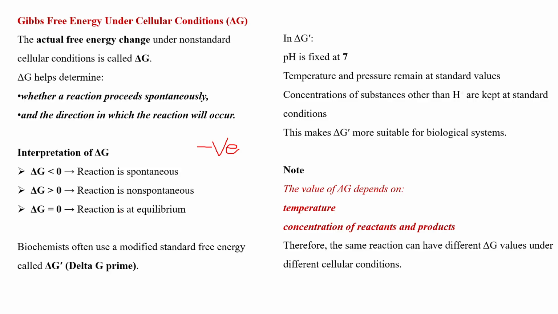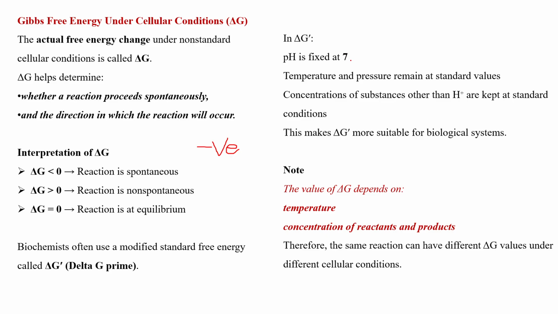So let's go and talk about the delta G prime. For delta G prime, the pH is fixed at 7, unlike the standard Gibbs free energy where your pH is equal to 0. A pH of 7 is a physiological pH where most of the cells or most of the enzymes can function properly. Temperature and pressure remain at the standard values, like 25 degrees Celsius.